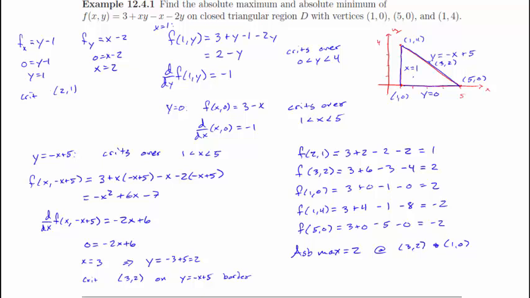And the point (1, 0). So both here and here we have an absolute maximum. And then we have an absolute, oops, this should be ABS. I'm getting a little dyslexic today. Absolute minimum equals negative 2 at both (1, 4) and (5, 0).